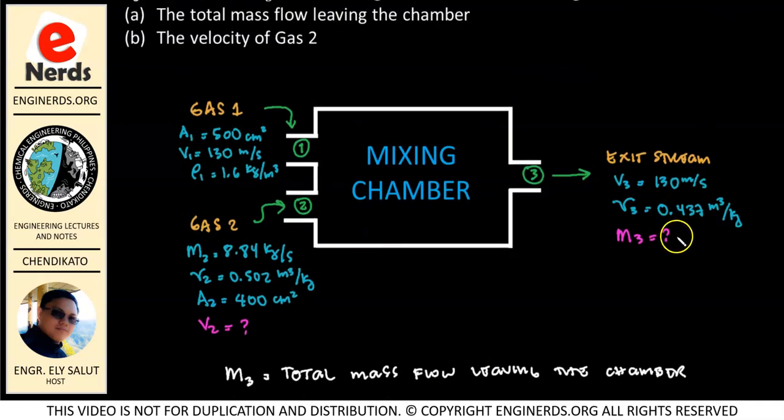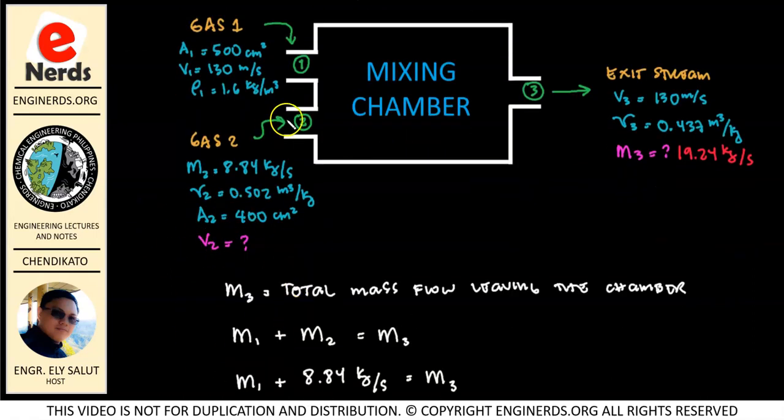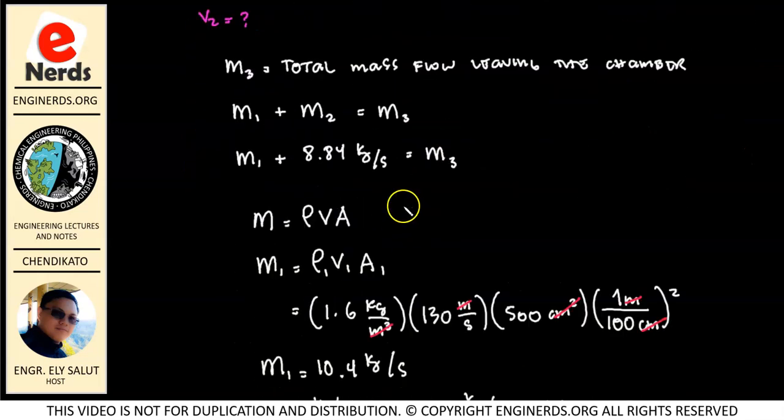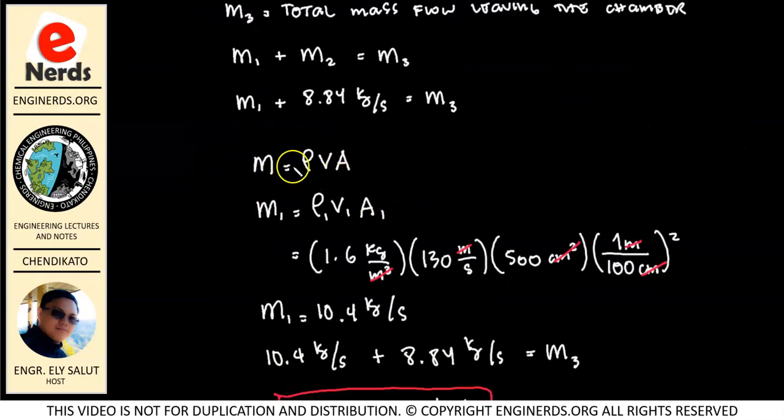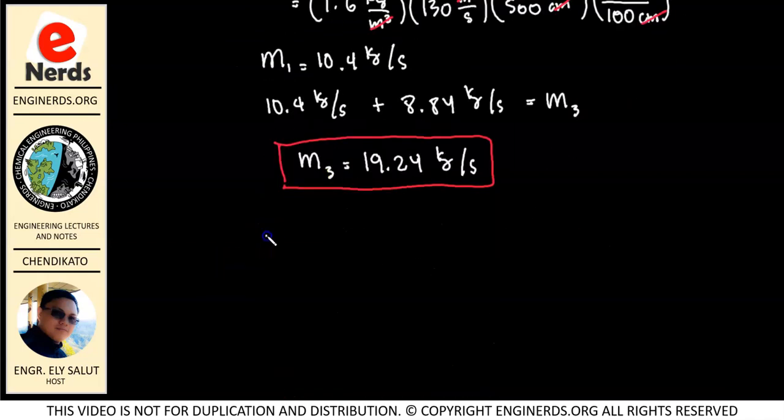Okay, so our mass here is equal to 19.24 kilogram per second. So, kailangan na lang natin makuha is yung ating velocity in stream 2. Okay, so we're going to use the same equation. Now, we have M is equal to density times velocity times area. But since we will be working on stream 2, we will have here the mass in stream 2 is equal to the density of the gas in stream 2 times the velocity of the gas in stream 2 and the area or the cross-sectional area in our stream 2.